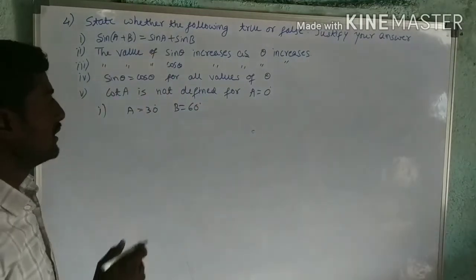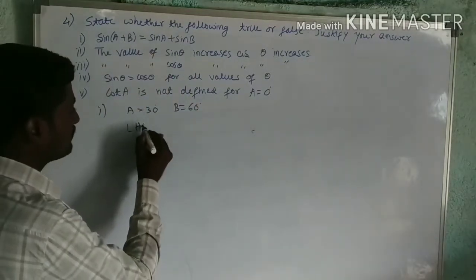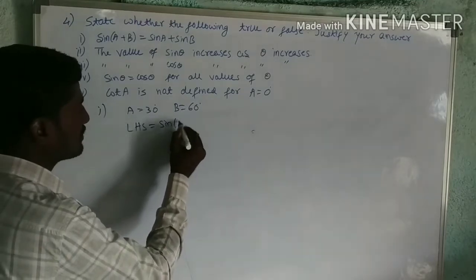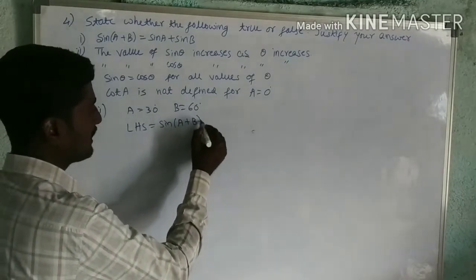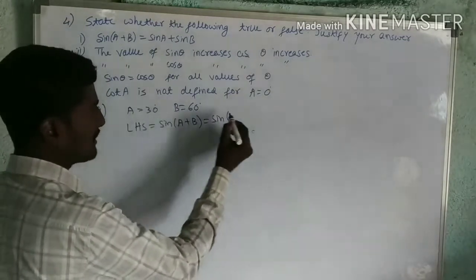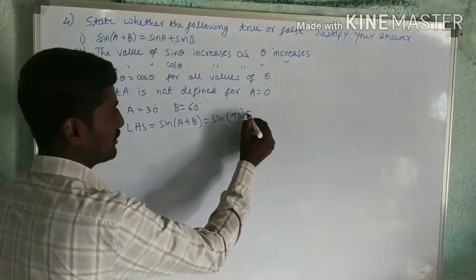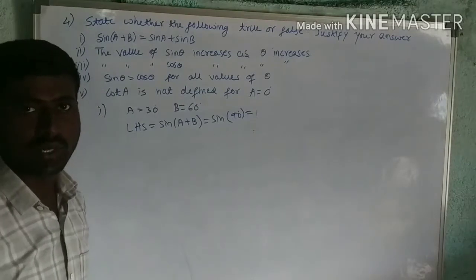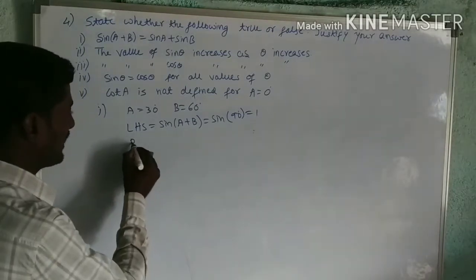That's why. Now here LHS I will take, that is sin of (a plus b). Now this is equal to sin of (a plus b), which means 30 plus 60, that is 90 degrees. So sin 90 degrees value is how much? It is 1.